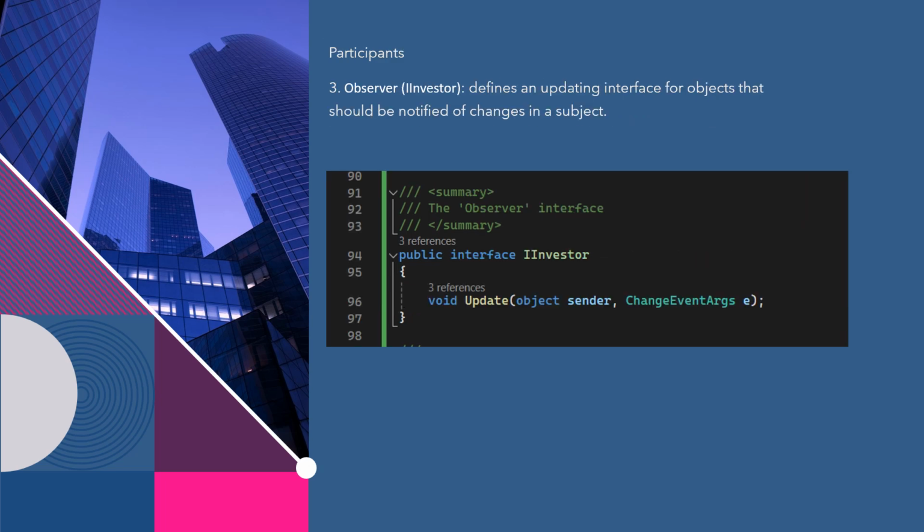Observer defines an updating interface for objects that should be notified on change in a subject. If you see here, we have this update method and it is listening to the event. So whenever there is a change in IBM stock, it will notify these investor objects.